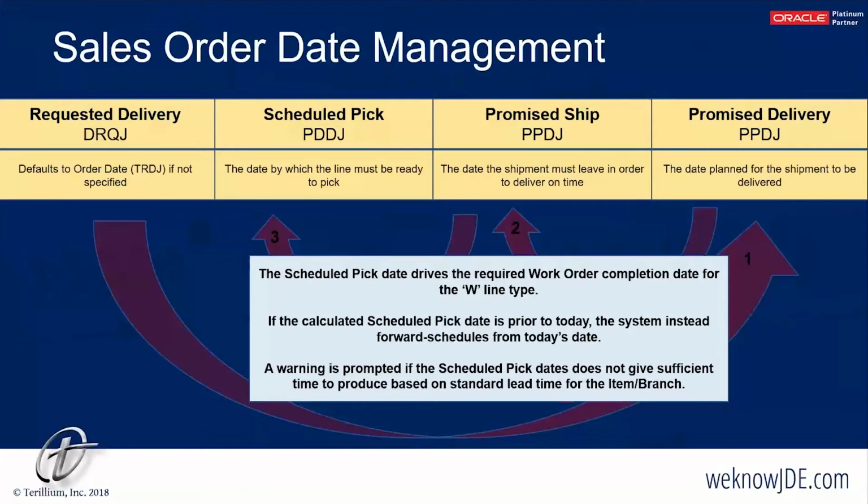The system will assume that if you get a warning and you decide to go ahead and place the order anyway, that you know what you're doing, and you're either going to be able to suck it up and produce it today, or you're going to be able to suck it up somewhere in that picking, shipping, delivery process in order to get it to the customer on time.